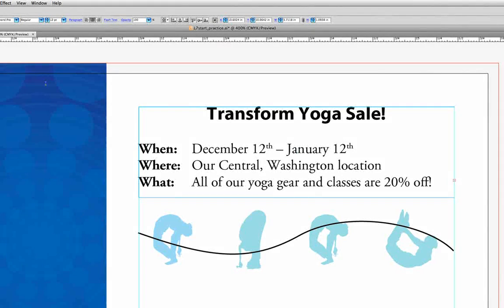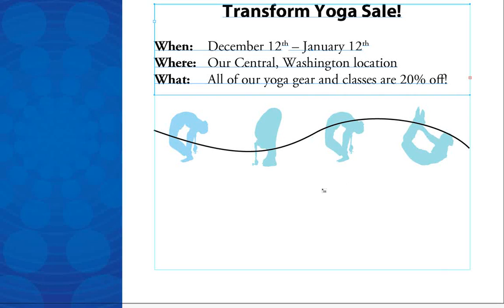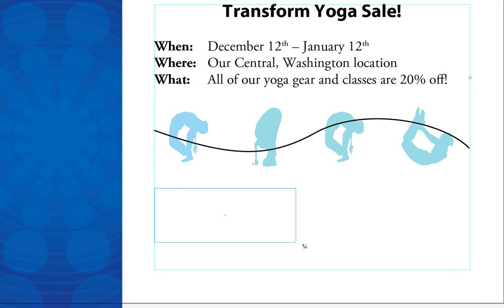text frame. So I'm going to go back and get my black arrow, my selection tool, and I'm going to click on that little red plus sign. That is the output of that text frame. And when I do that, the cursor gets loaded with the rest of the text, and I'm going to click and drag down here at the bottom in order to create another text frame.